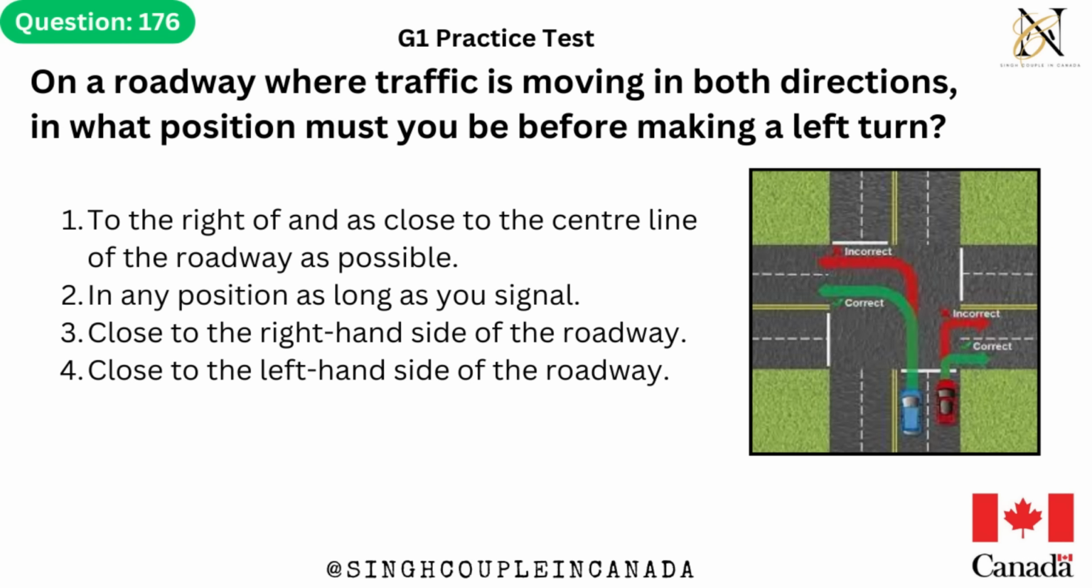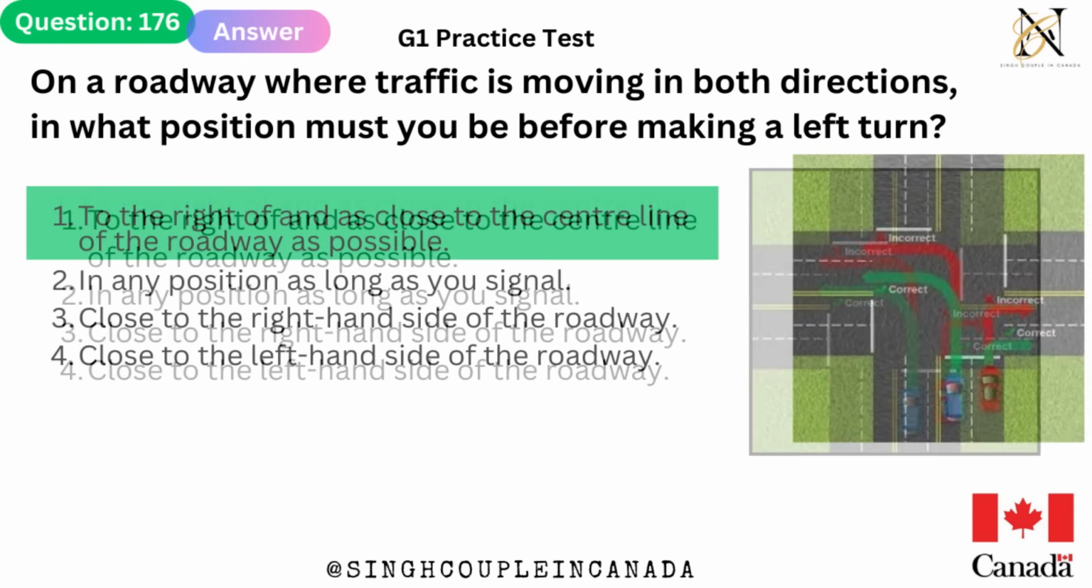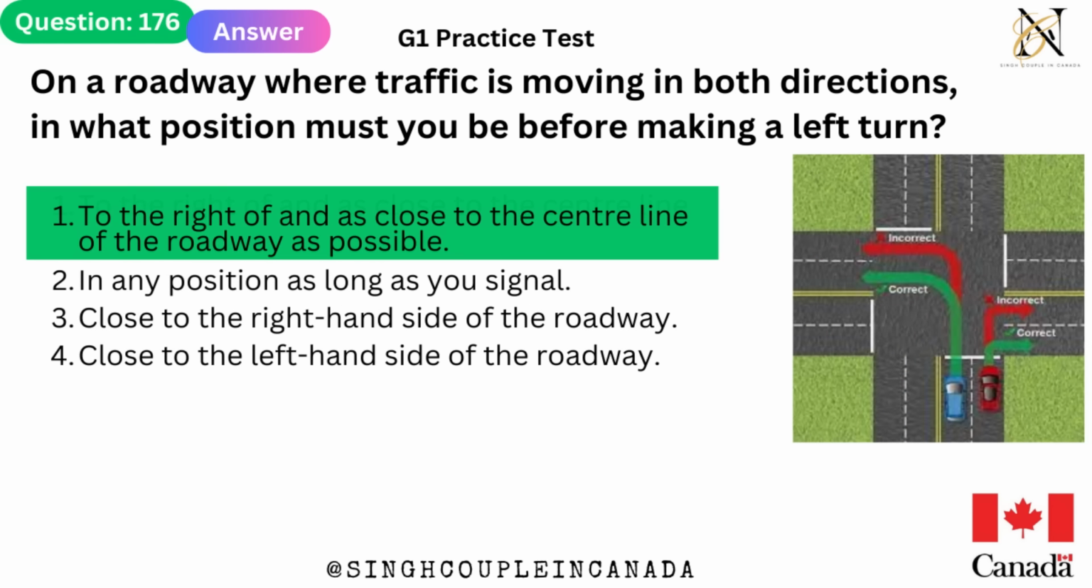On a roadway where traffic is moving in both directions, in what position must you be before making a left turn? 1. To the right of and as close to the center line of the roadway as possible. 2. In any position as long as you signal. 3. Close to the right-hand side of the roadway. 4. Close to the left-hand side of the roadway. The answer is 1. To the right of and as close to the center line of the roadway as possible.